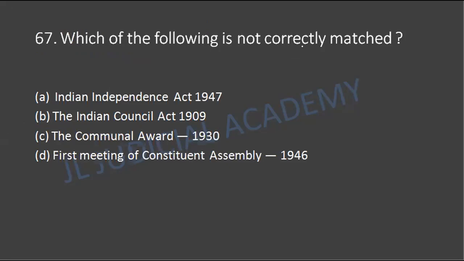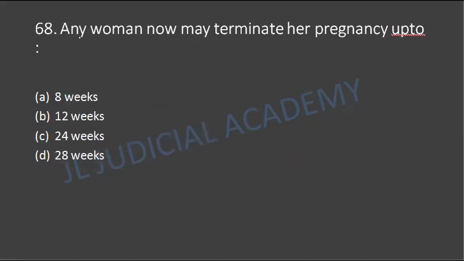Next, which of the following is not correctly matched? The answer is C. The Indian Independence Act is of 1947, the Indian Councils Act is of 1909, and the first meeting of the Constituent Assembly was held in 1946. Next, any woman may now terminate her pregnancy up to how many weeks? Up to 24 weeks.